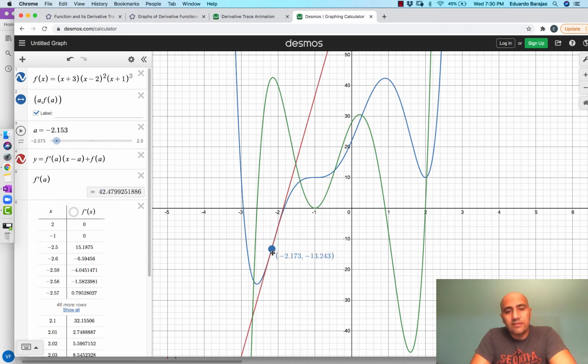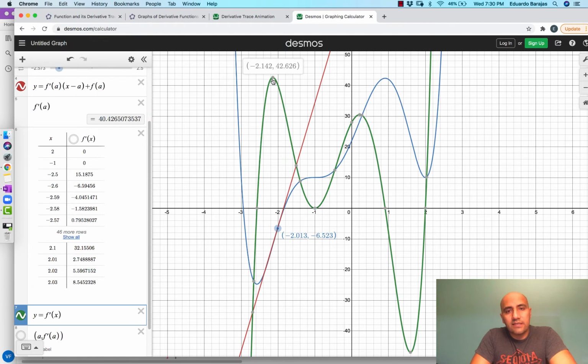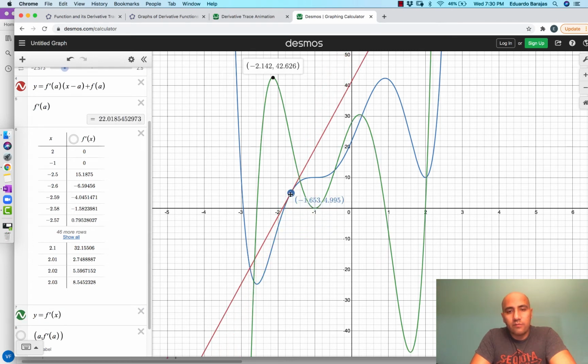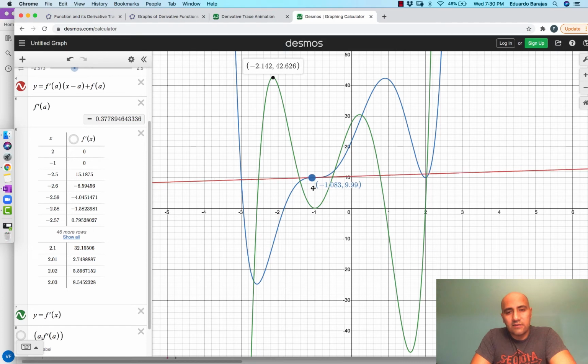And it experiences the biggest positive slope somewhere around here, which is corresponding to the top of that guy. So I can see that the biggest slope is going to be 42.626, and it's going to be experienced when the x coordinate is negative 2.142. Okay, then the slope gets smaller positive, smaller positive, smaller positive, back to 0. So the slope is getting smaller and smaller, close back to 0.